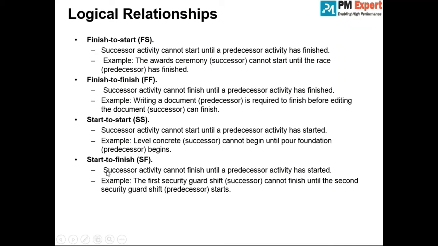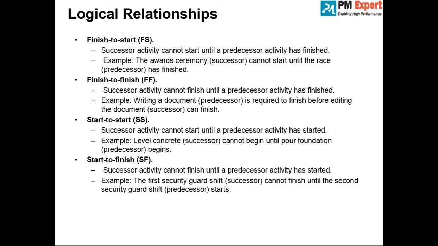Again, the definition that you have given, successor activity cannot finish until a predecessor activity is started. The licensing example that you gave, is it fitting to it? Let me see. First, let's talk about finish to start. Finish to start is when predecessor completes, successor starts, right? So when you create deliverables, then only you can test.